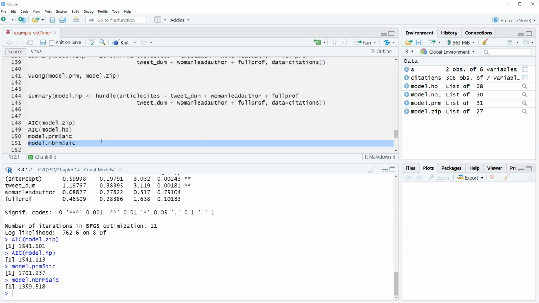So I think we're pretty good on diagnosing which model is the best one here. All right, so that is the end of this video. In the next one, we're going to briefly look at interpreting the coefficients of zero-inflated and hurdle models.